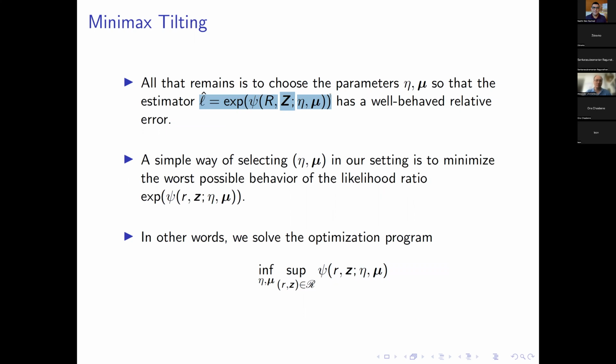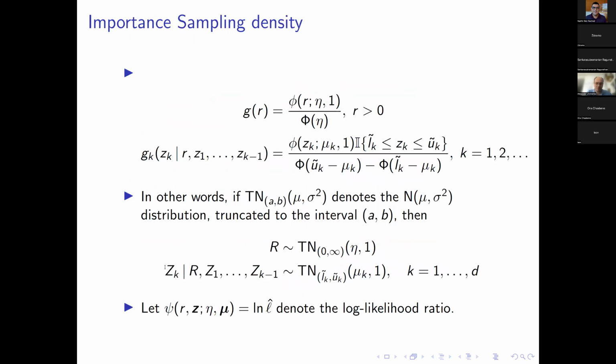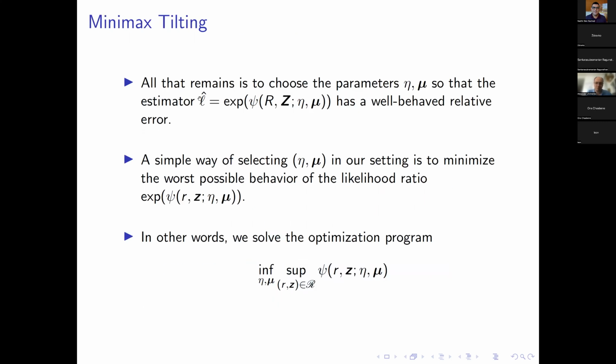So we simulate the scale under a different measure. We simulate Z under a measure other than the standard Gaussian. So it's some kind of bizarre measure where each of these is a truncated Gaussian with different mean. So this is what the importance sampling estimator looks like. And the one thing that we have to determine is these parameters eta and nu. And our choice is going to minimize the worst possible behavior of the likelihood ratio.